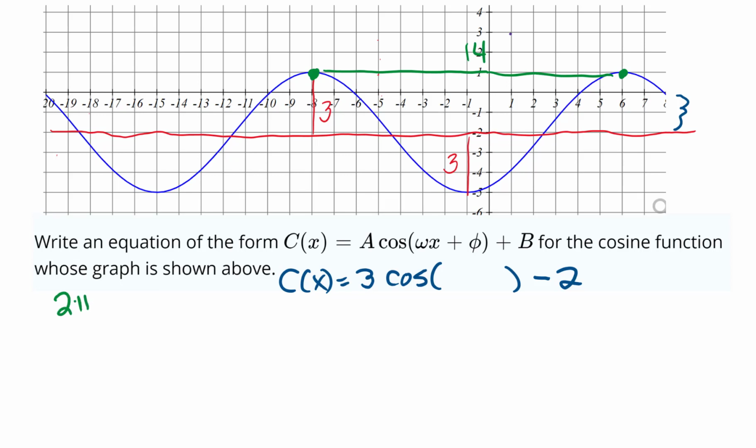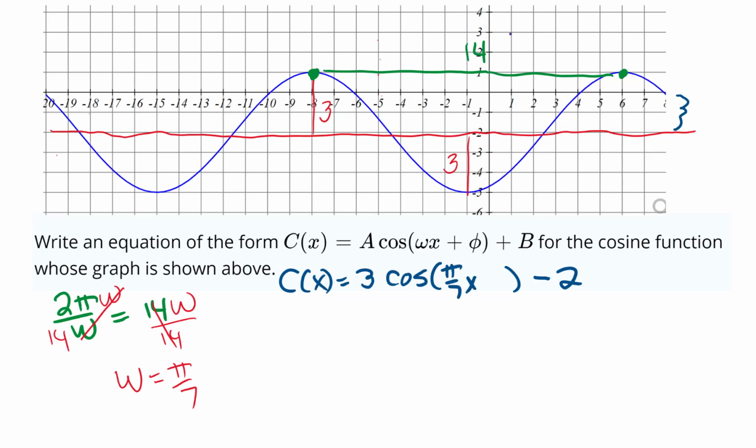So we know 2 pi over omega needs to equal 14. Let's solve that for omega. So let's multiply both sides by omega, and then we are going to divide both sides by 14. So it looks like our omega equals 2 pi over 14, which is pi over 7. So we can put that in. We have pi over 7 x.